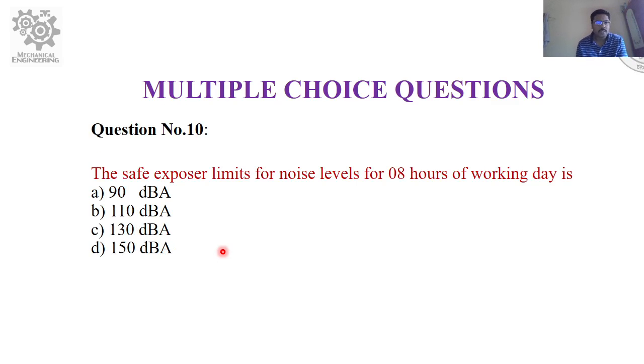So we'll go for the last question. The safe exposure limit for noise levels for an 8 hour working day is. Option A, 90 decibels, option B, 110 decibels, option C, 130 decibels, option D, 150 decibels. So guess your answers from question number 1 to question number 10. I will give the key answers here.